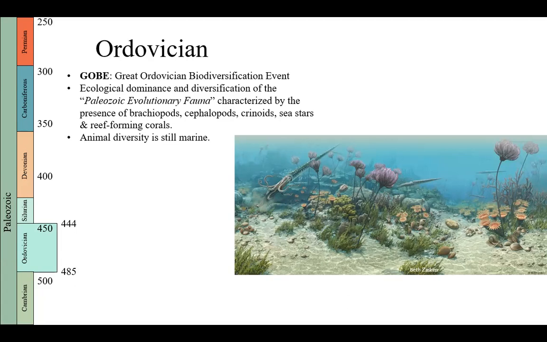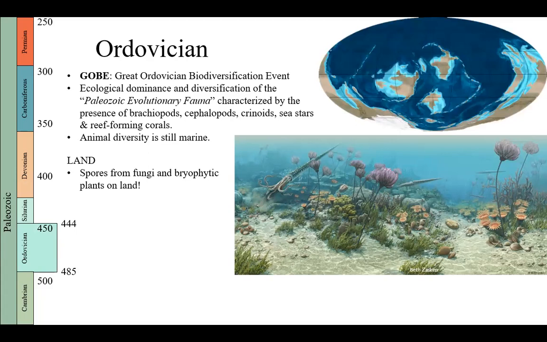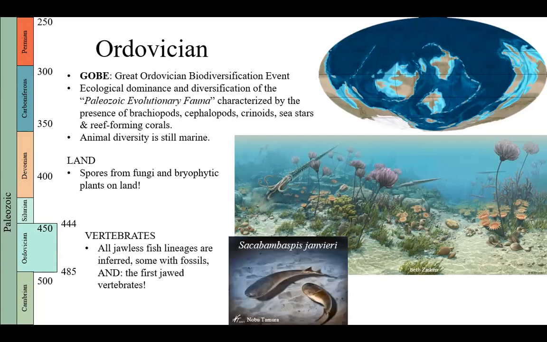Animal diversity is still almost completely marine. There's not much happening even in freshwater systems. Here's what the land looks like in the Ordovician. We're going to come back to land here in a second. What's cool is up on land in the Ordovician, there's definitely spores from fungi and then bryophytic plants. Bryophytic plants are things like mosses and hornworts, these little teeny plants that rely on water to reproduce. I always think of bryophytes, and again, moss is just one example, kind of the amphibians of the plant world. They need water to reproduce, but they can live on land if they try real hard, which is really interesting. So there's evidence for that on land.